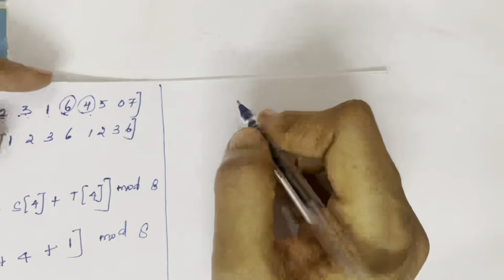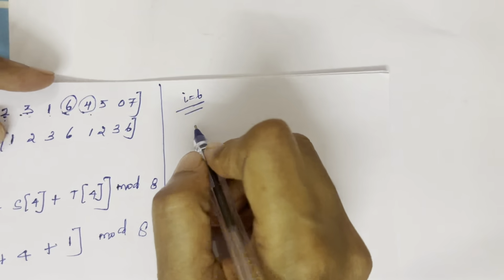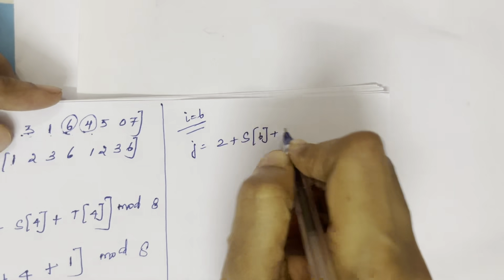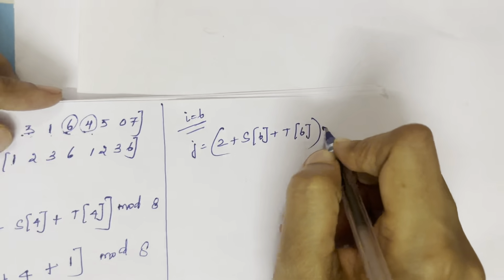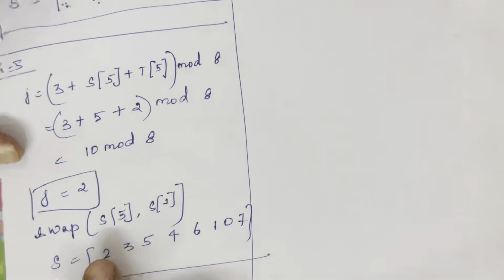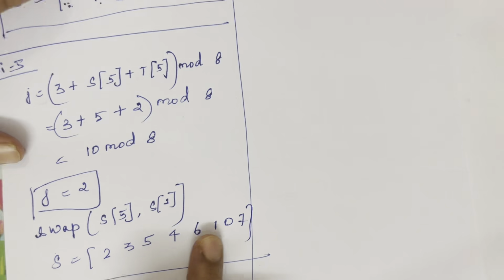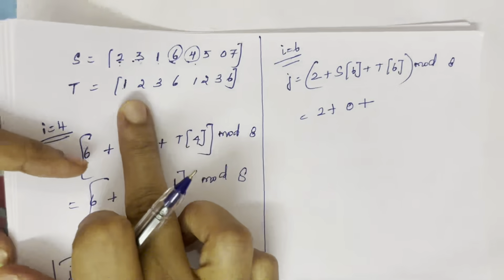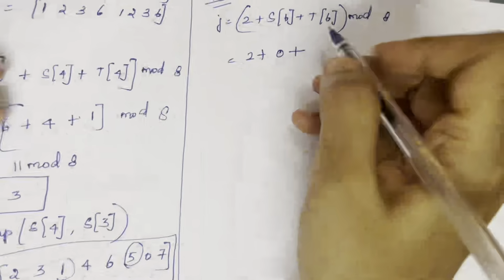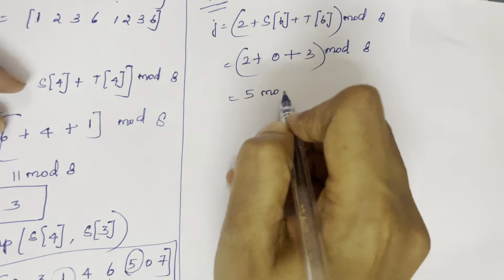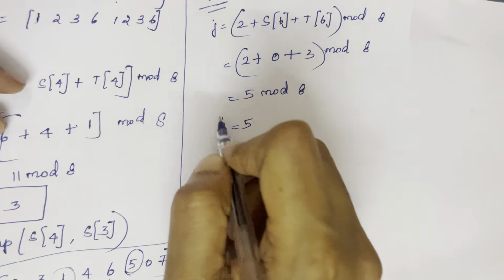Now we move on to the next iteration, i equal to 6. When i is equal to 6, the previous value for j is 2 here. So 2 plus s of 6 plus t of 6, mod 8. That will be 2 plus s of 6, which is 0, plus t of 6, which is 3. 5 mod 8, so the answer will be 5. j will be equal to 5.